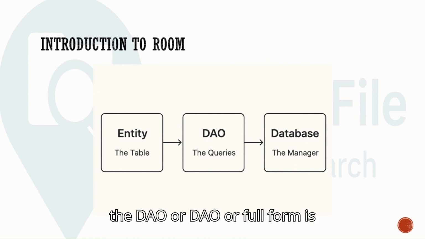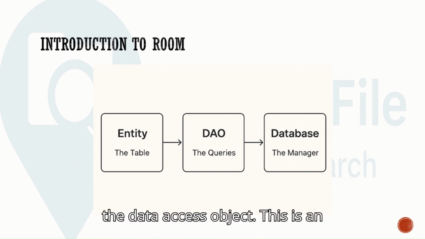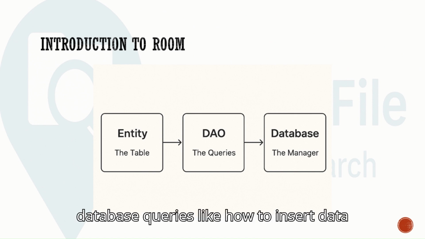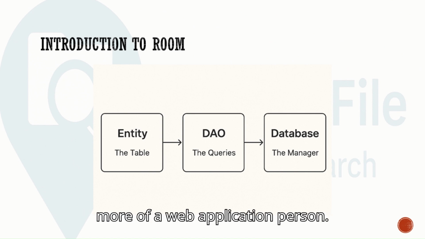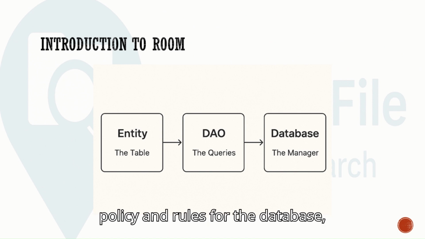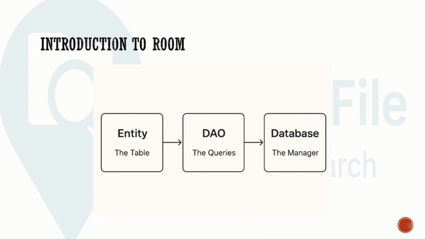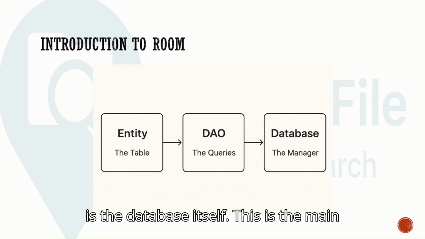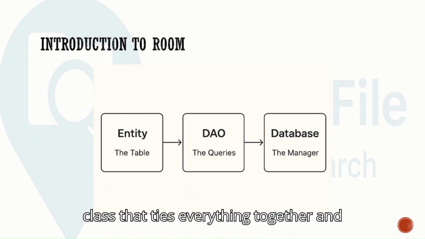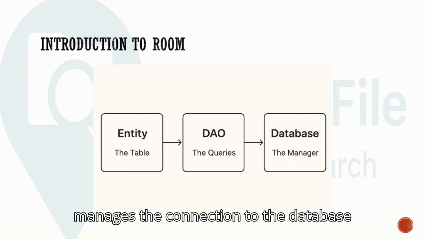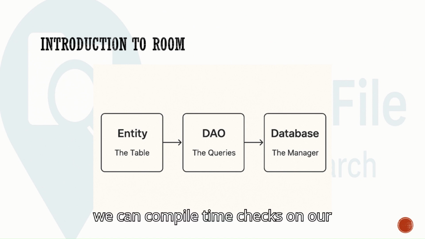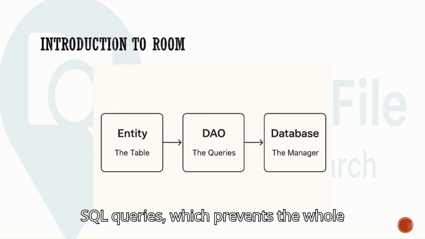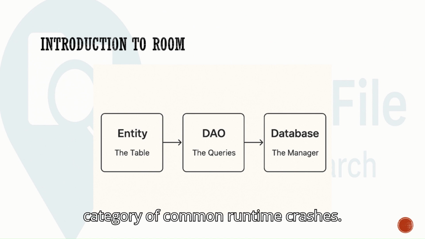Second, the DAO, whose full form is data access object. This is an interface where we define all our database queries, like how to insert data or how to search for it. So if you're more of a web application person, then this is where you will define your policy and rules for the data in the database. And the third is the database itself. This is the main class that ties everything together and manages the connection to the database file itself. By using these components, we get compile-time checks on our SQL queries, which prevents a whole category of common runtime crashes.